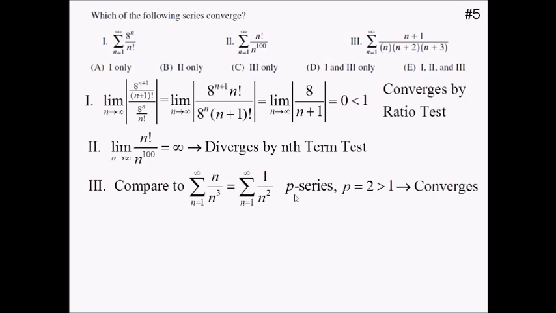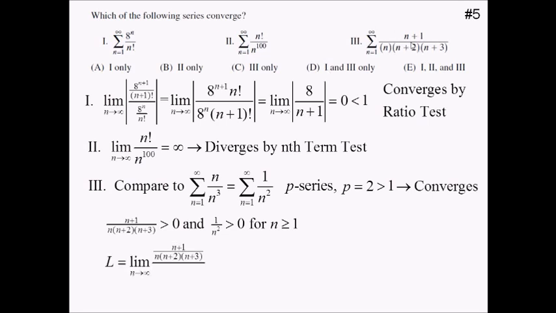I have to verify first that these are both positive functions, and they are. This function here is positive. This function here, the 1 over n squared, is also positive, and that's going to be true for n values of 1 or greater. So now, using our limit comparison test, we have the limit as n approaches infinity of the original series, this big series up here, divided by the comparison series 1 over n squared.